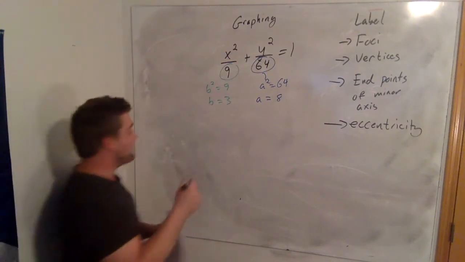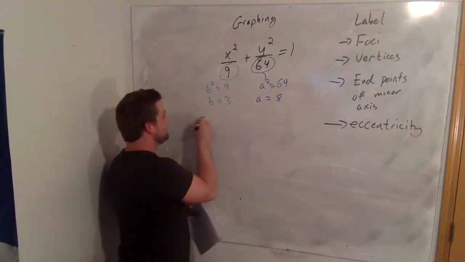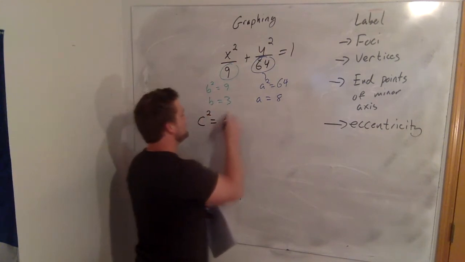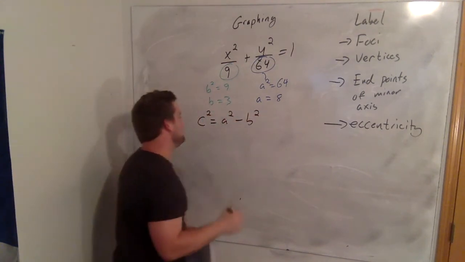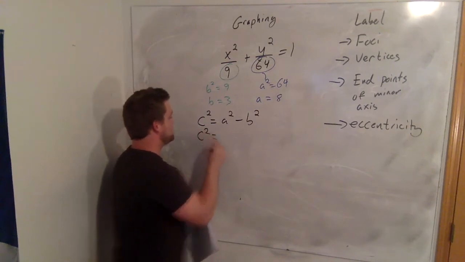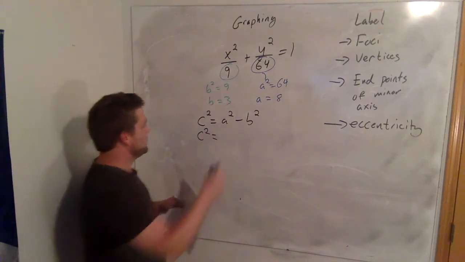We can now figure out what our c value will be. So c squared is equal to a squared minus b squared. In this case, c squared is going to be equal to, what, 64?